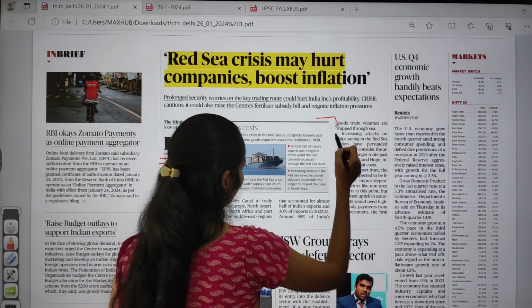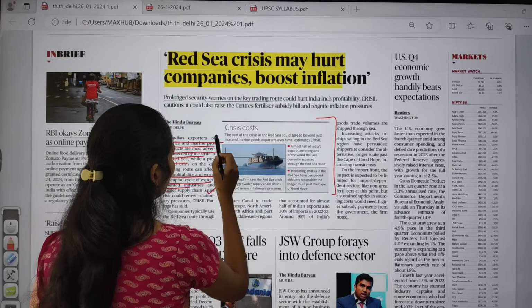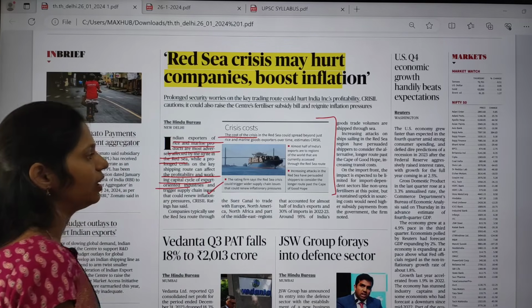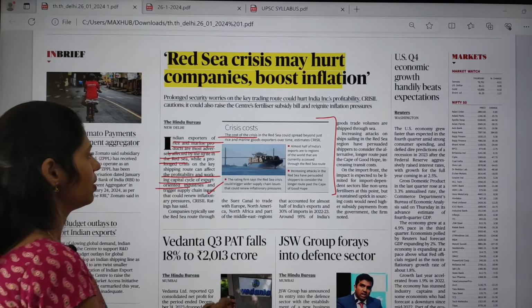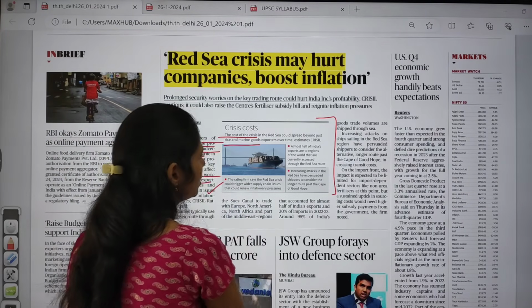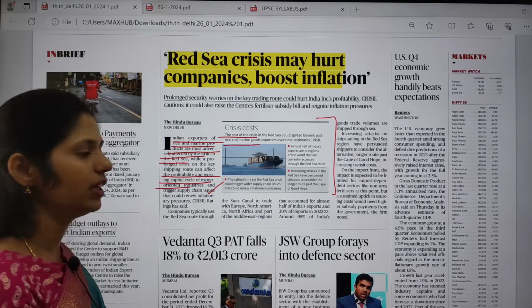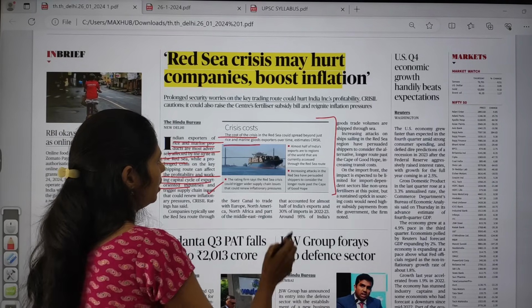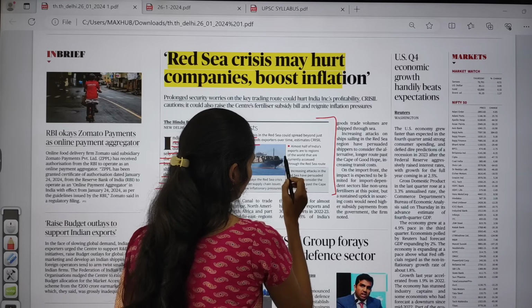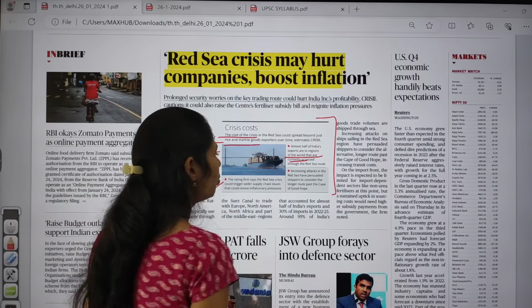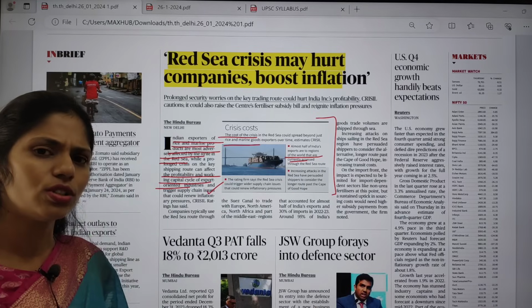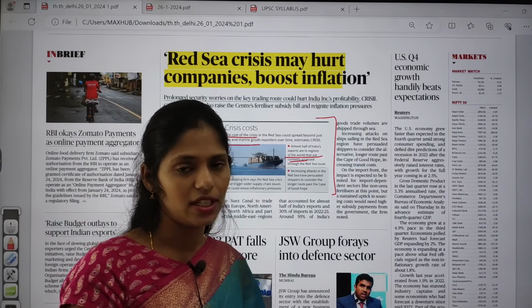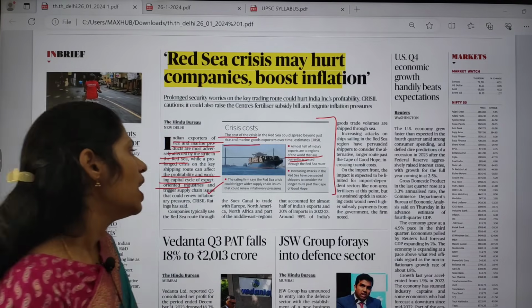So if you see this infographic which says that the cost of crisis in the Red Sea could spread beyond just rice and marine goods exporters, but almost half of Indian exports are going to other regions of the world that currently go through this Red Sea route. So because of this, the trade of India will be affected and the exports will be coming down.